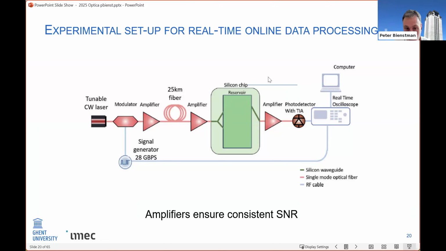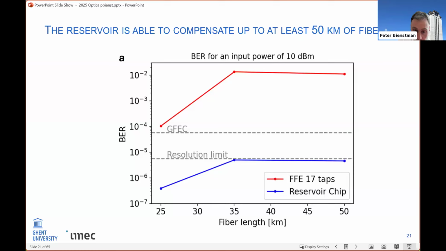Okay, so this is the link that we have, and then we have some control electronics to do the training to set the weights. But then once the weights are set, this thing runs at high speeds in real time. This particular experiment was done at 28 gigabit per second of keying. So these are the experimental results where we measured the bit error rates for different fiber lengths. And there's some interesting lines to look at.